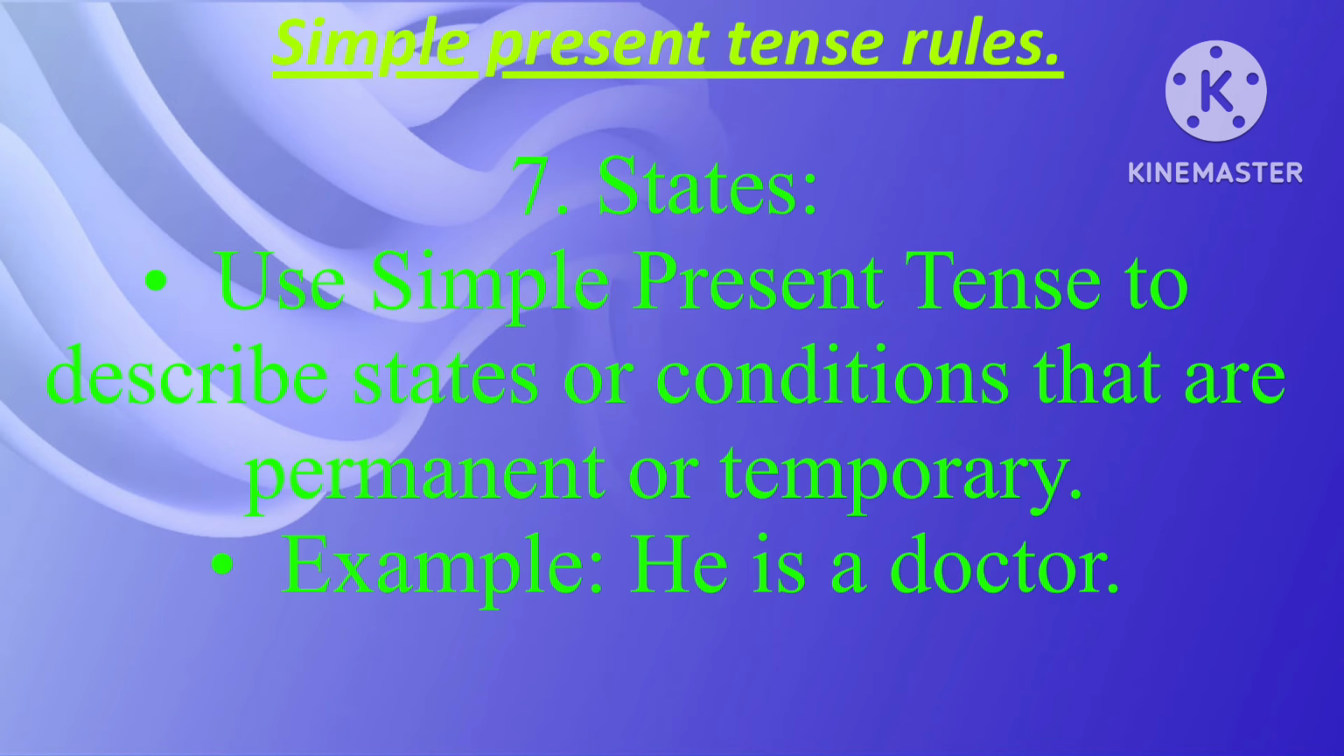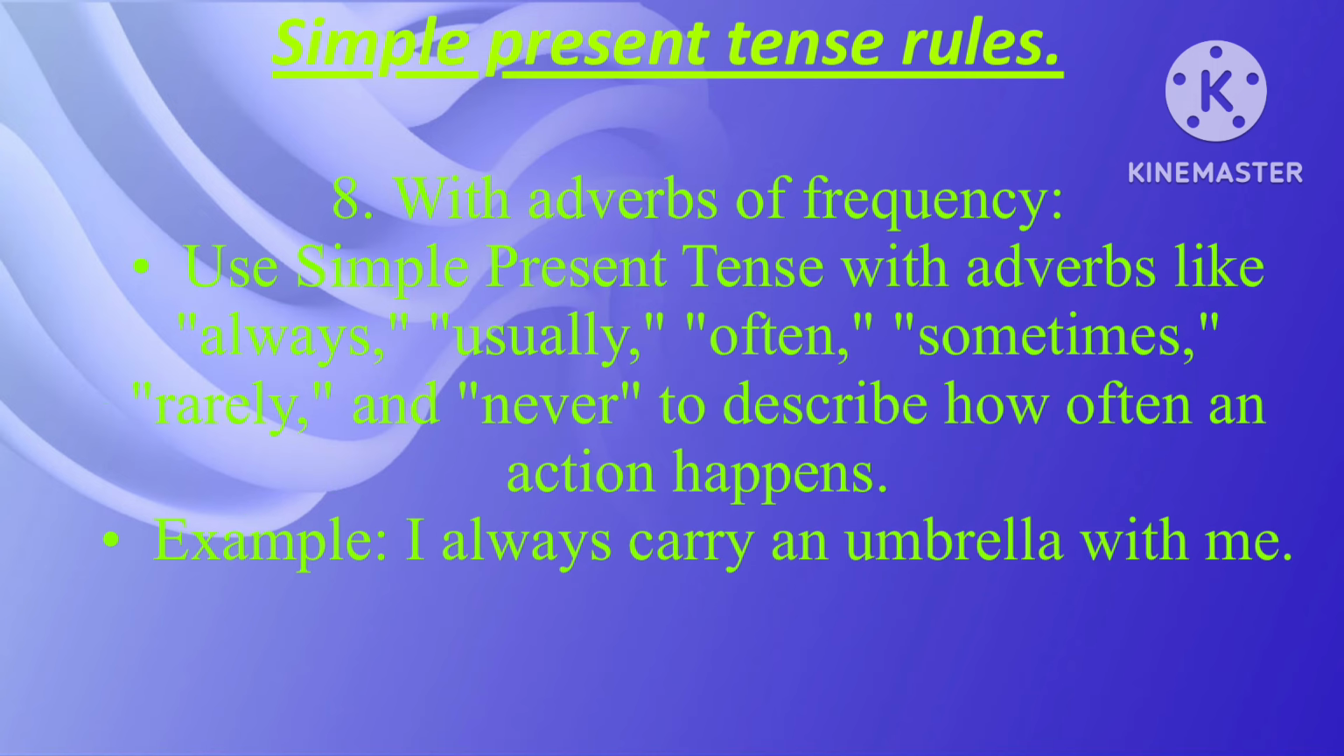States. Use simple present tense to describe states or conditions that are permanent or temporary. For example, he is a doctor. So here he is a doctor forever. For example, those who are acting in movies, he is an actor and a hero playing a particular character as a doctor, that is temporary.